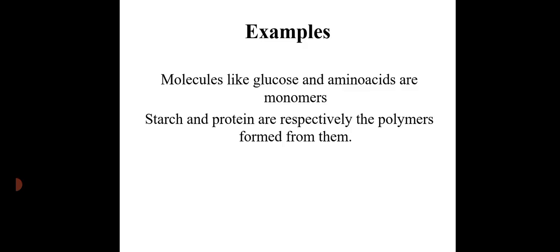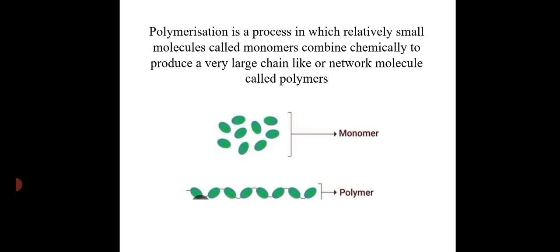So, how do these monomers combine to form a polymer? What's the process called? The monomers combine to form polymers through the process called polymerization. Polymerization is a process in which relatively small molecules, that is, monomers, combine chemically to produce a very large chain-like or network molecule called a polymer.